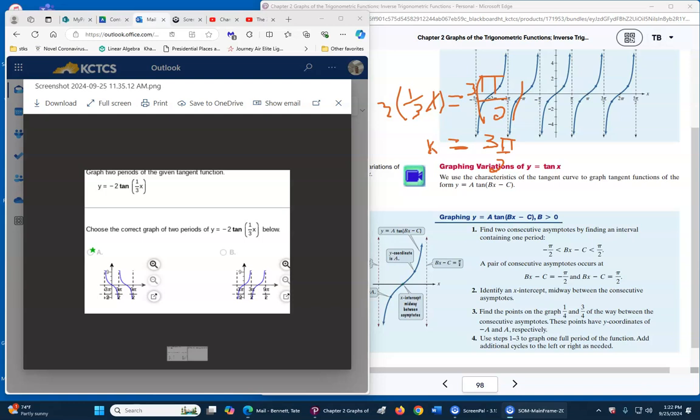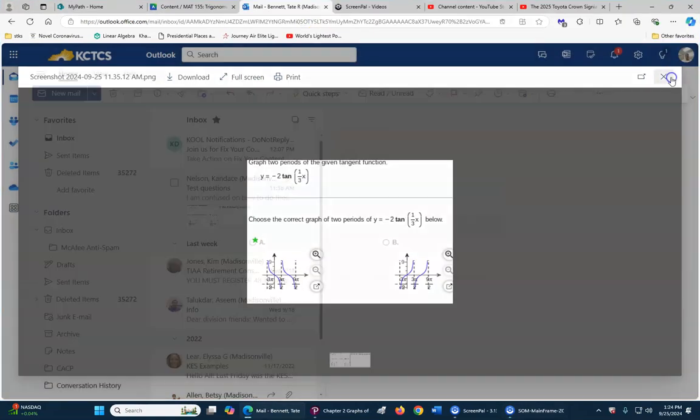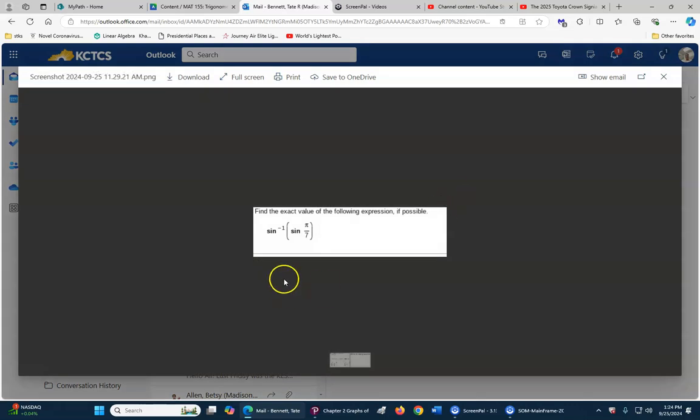Let's see, it seemed like there was another question you had. Let's look at that. So here, you want to find the exact value if possible. So from the previous problem, we have to look from negative pi halves to pi halves, which we have that. The inverse sine and the sine are opposites, so they're just going to cancel, leaving you with pi sevenths.